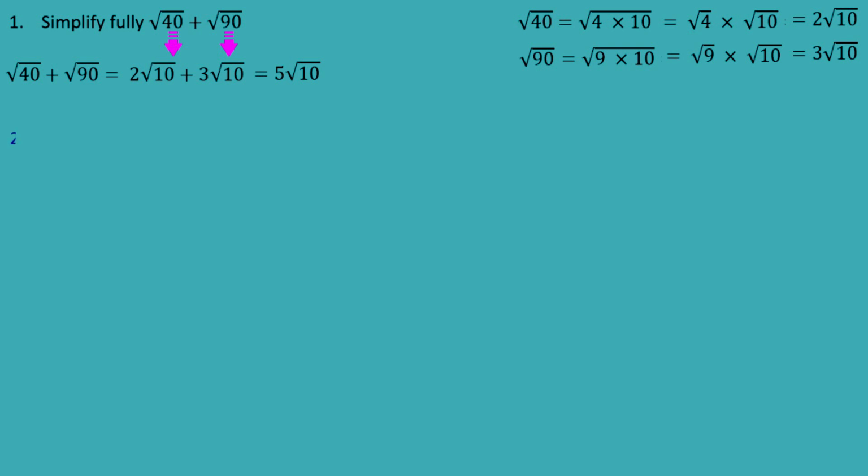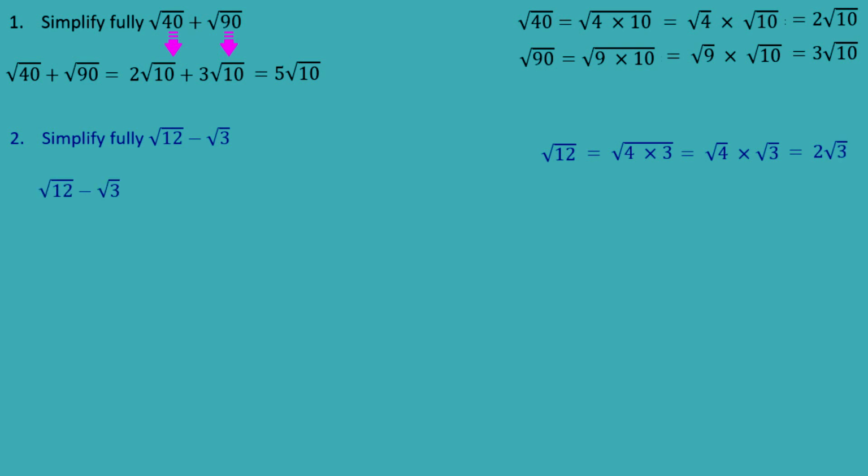Question 2 asks us to simplify fully, root 12 minus root 3. This is also a straightforward question. Root 3 cannot be simplified, but we need to simplify fully the root of 12 to enable us to perform the calculation. The highest square factor of 12 is 4. So, root 12 becomes the root of 4 times 3, which is root 4 times root 3. Root 4 is 2, so root 12 simplifies to 2 root 3.